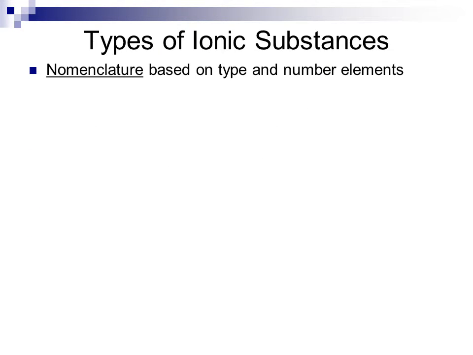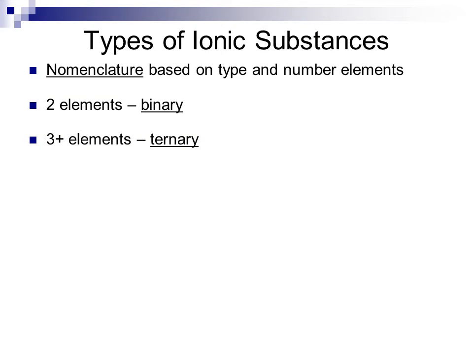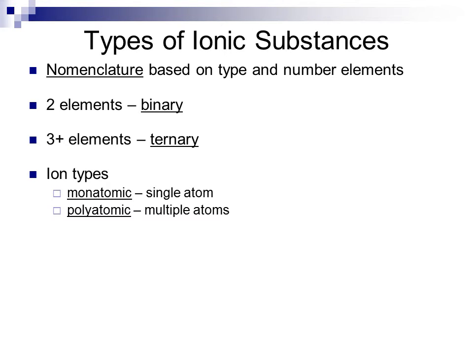Types of ionic substances: the nomenclature of ionic substances is based on the type and the number of the elements in the ionic substance. If there are 2 elements, this is called a binary system. If there are 3 or more elements, it's called a ternary system. There are also different types of ions. We have monatomic ions, which are single atom ions, and polyatomic ions, which are multiple atom ions.